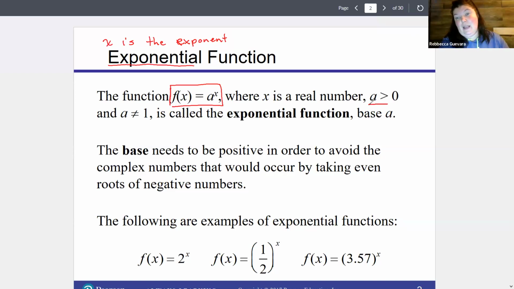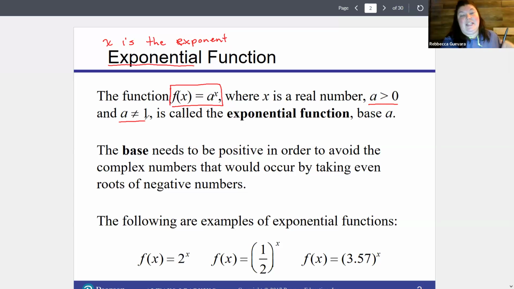A, your base, has to be greater than 0, meaning it has to be positive, and it cannot be 1. If it was 1, we just get 1 to the x, and it doesn't matter what power x is. We're just going to keep getting 1 over and over again. So we're just getting a horizontal line. It's not very exciting, so that one we throw out as an exponential function.